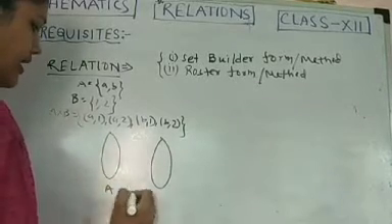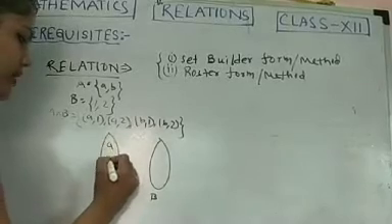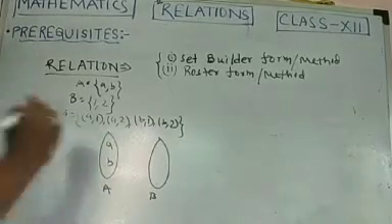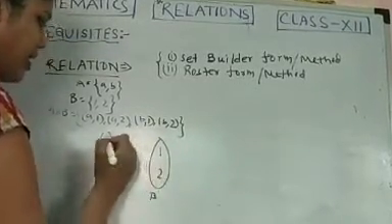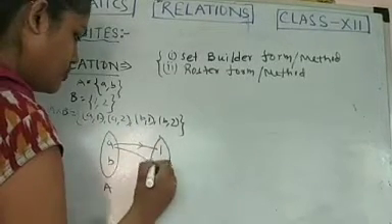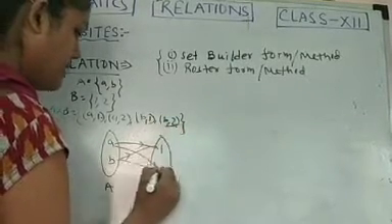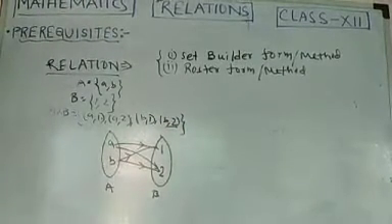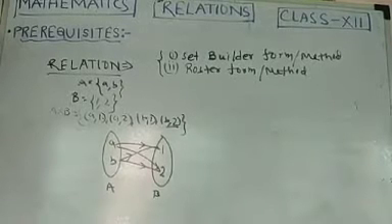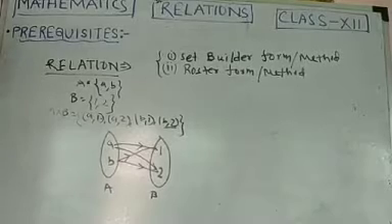Suppose this is the A set and this is the B set. Here a and b are the elements in A, and 1 and 2 are in B. So this is a to 1, this is a to 2, b to 1, and the fourth one is b to 2. This is the arrow diagram form, and this is the visualization representation of a relation.